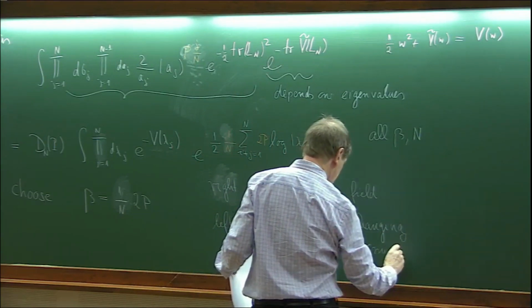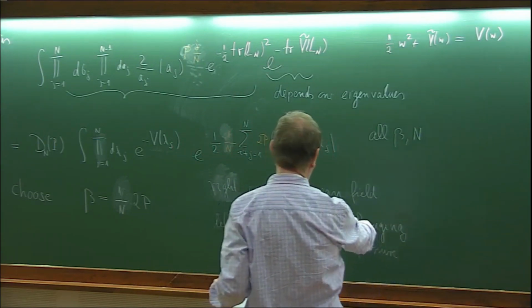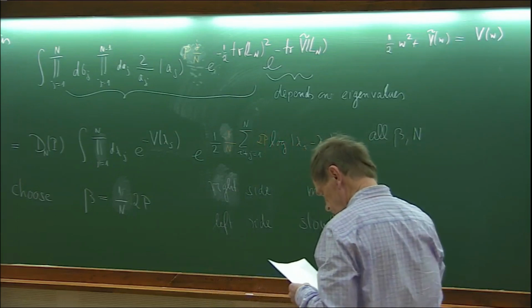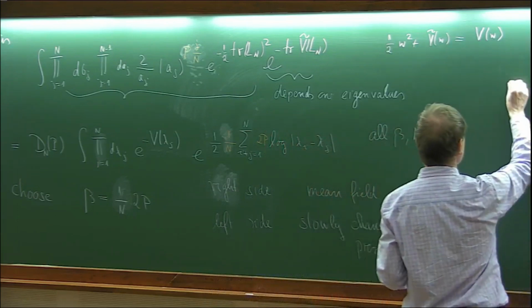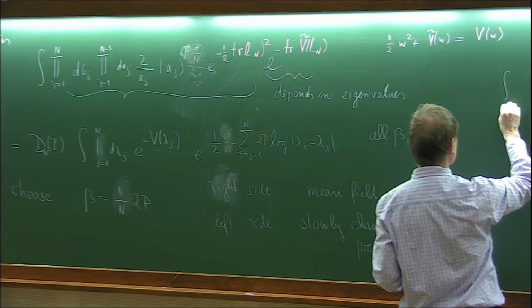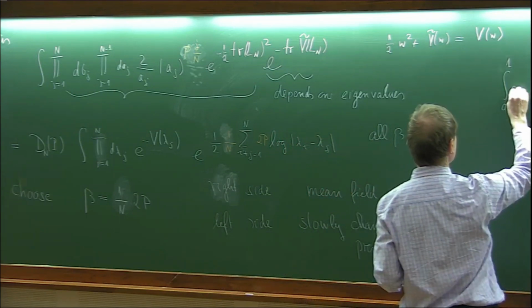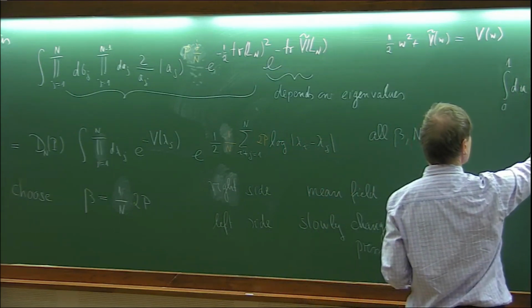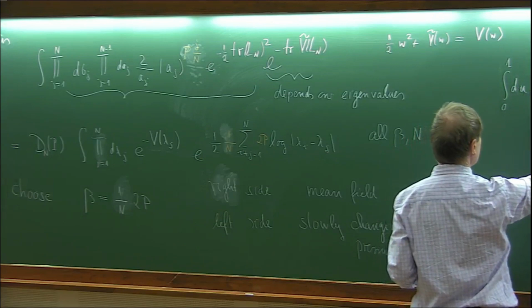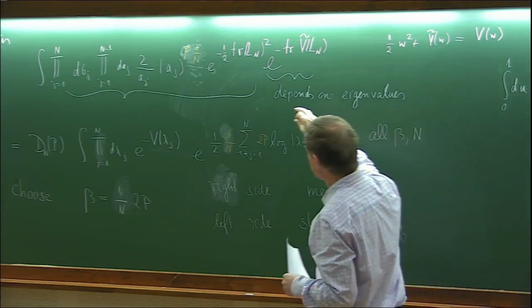Okay, now we are done. So let me just record this thing which we have. So what we find, and I'm talking about the free energy, is that the integral from 0 up to 1 du of the Toda free energy. Now it's slowly varying, but it's varying linearly.